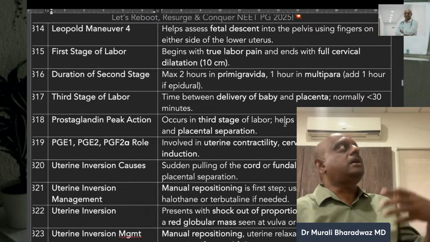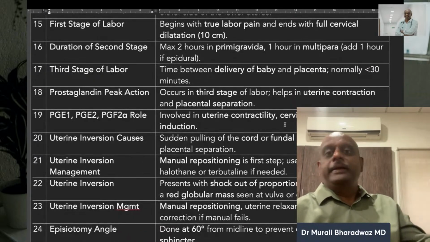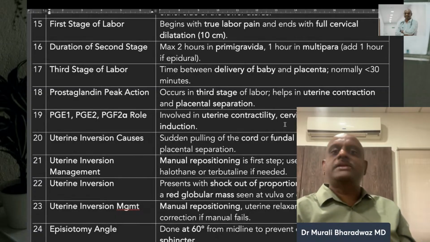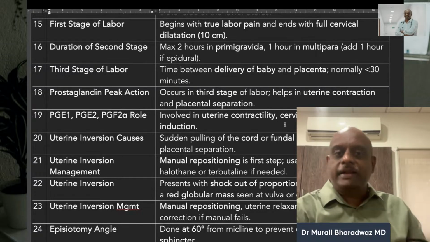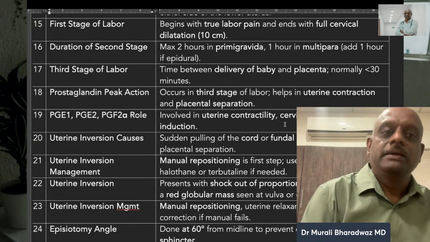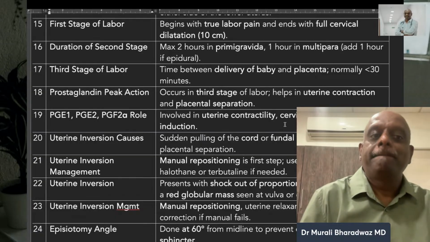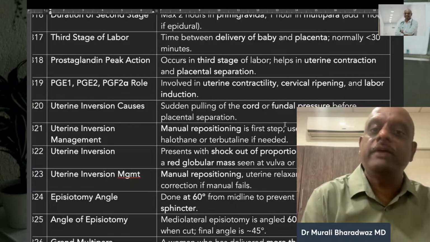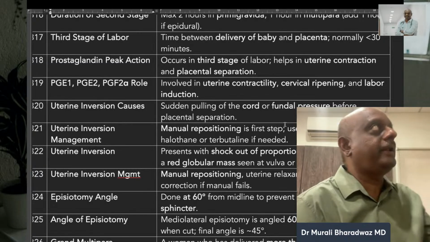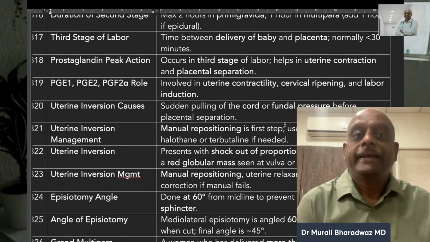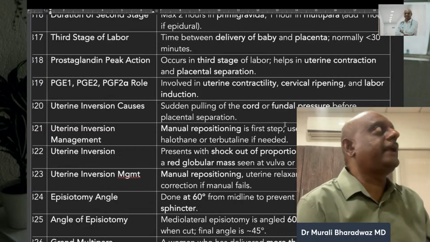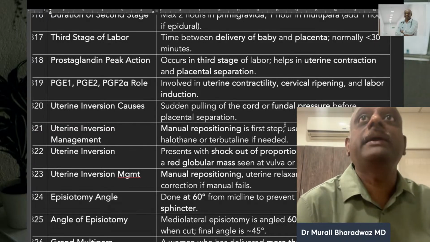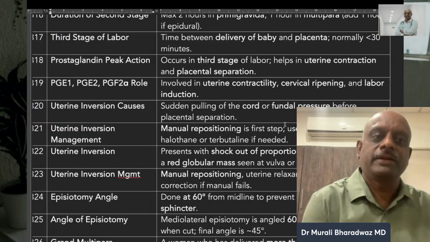Now, what is the third stage of labor? Once the baby is delivered, from that point up to the delivery of the placenta, usually it should be less than 30 minutes. Now, PGE1, E2, F2 alpha, what is their role? E1 is for uterine contractility. E2 is for cervical ripening. F2 alpha is for labor induction, right?